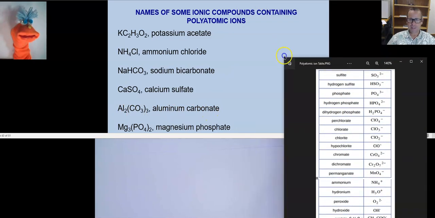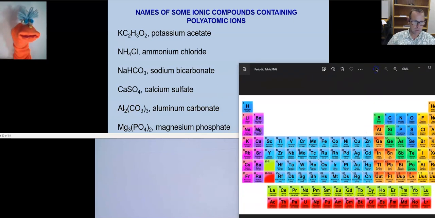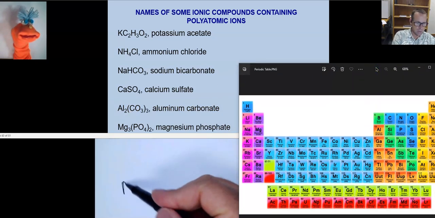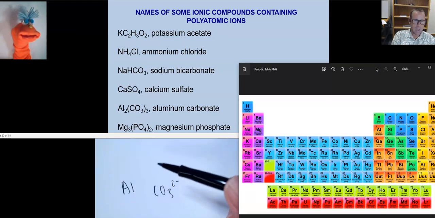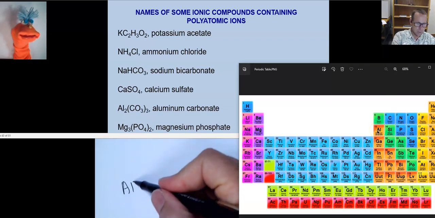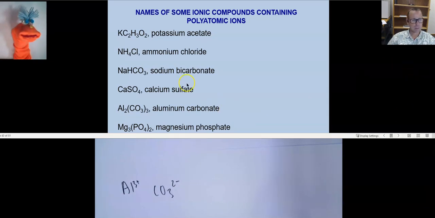I don't need to say in the name how many carbonates go with aluminum, because simply by saying aluminum carbonate, the person who's listening knows, okay, there's aluminum in there, and there's the carbonate ion. And they know, based on the periodic table location of aluminum, that aluminum has to be a 3 plus, and so from that information, they know what the chemical formula for aluminum carbonate is, all right?